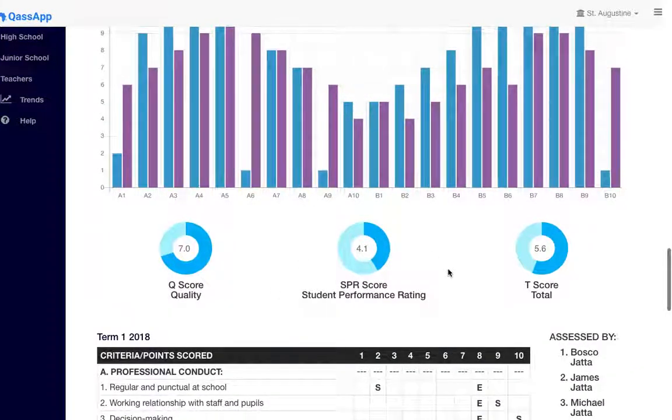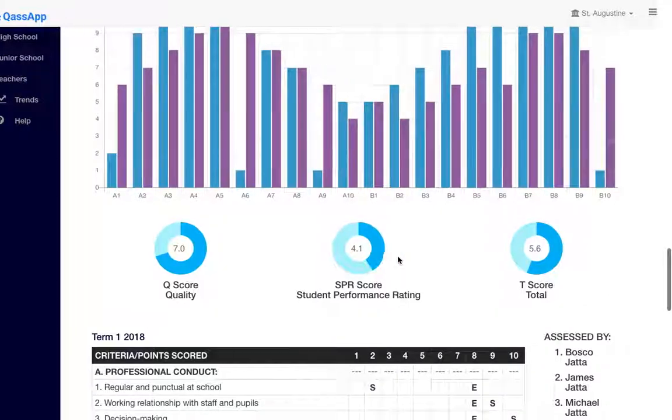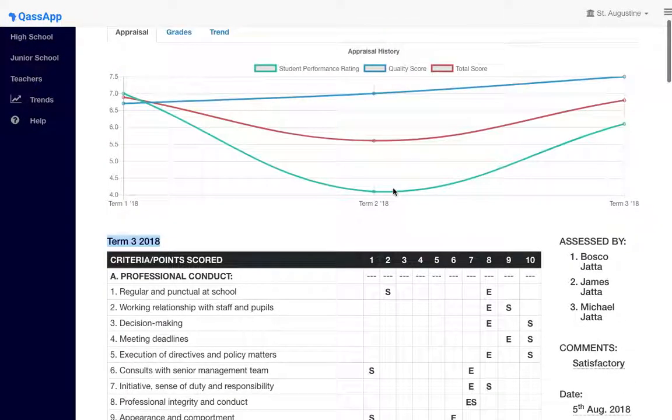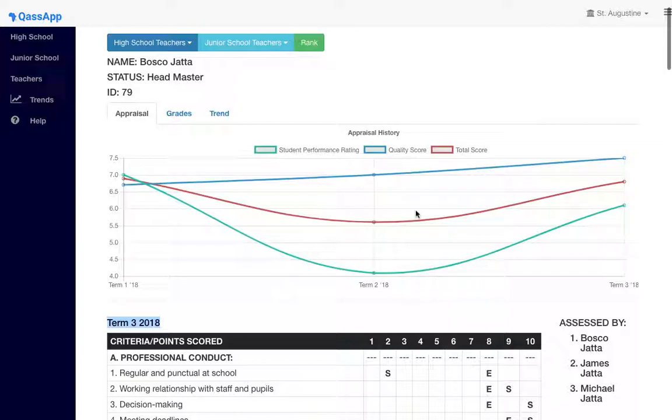The quality score, the average score for the students in their class, and then their total score, which is composite: 50% the SPR score and 50% the quality score, okay? And this just shows you a trend chart of how they've been doing over time.